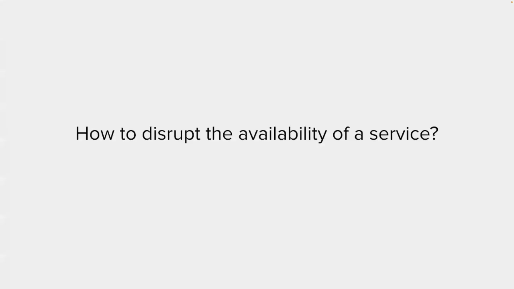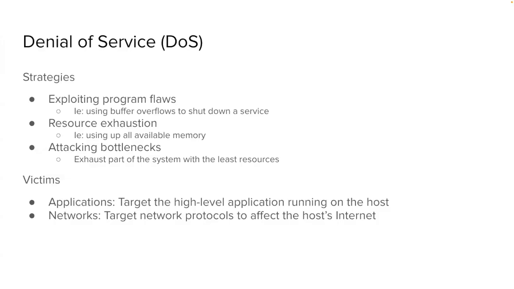Yeah. So another way of running an attack in the network, instead of just tampering with something, is to disrupt the availability of a service, which is called denial of service, or DoS. The strategy is that we can either exploit a program flaw, for example using a buffer overflow to shut down a service, or do resource exhaustion, where you send a lot of requests that use up all the available memory of a given server, or you find the bottleneck in the entire network and try to exhaust the resources of that bottleneck.